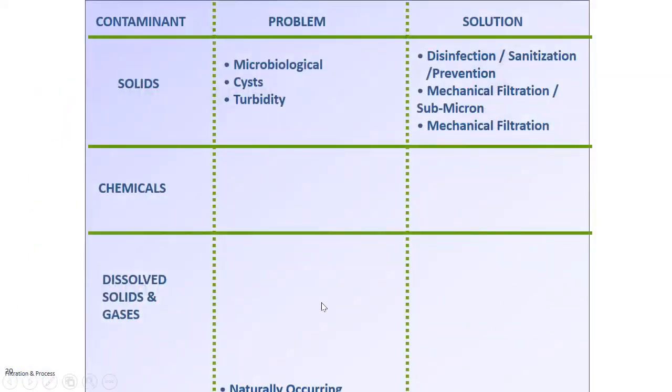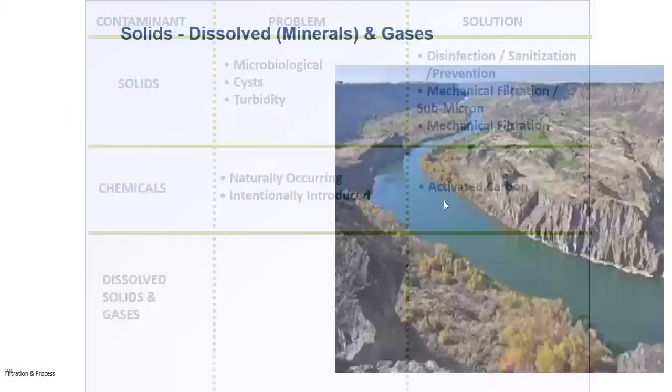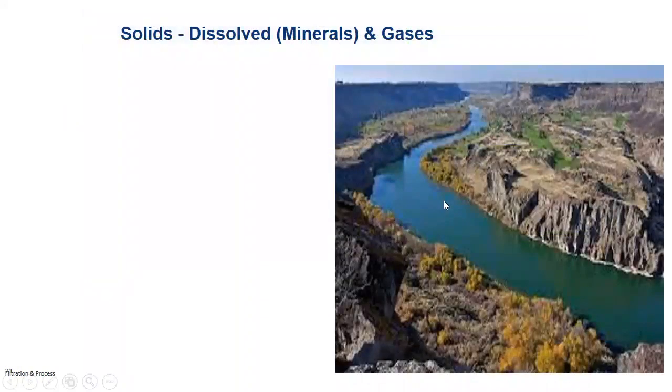So when it comes to chemicals, we're going to remove naturally occurring chemicals and intentionally introduced chemicals with activated carbon. We can do this with ROs and other membrane technologies, but we're going to use this much more affordable media first. Why? Because we really want to reserve special medias and technologies for removing the hardest things to get out of solution, out of the water. And that's dissolved minerals and dissolved gases.